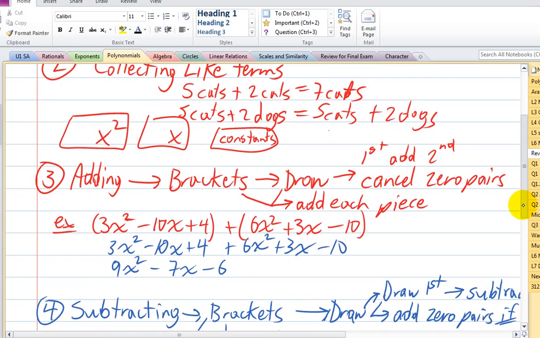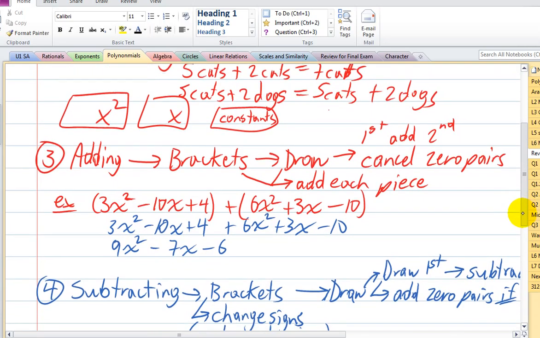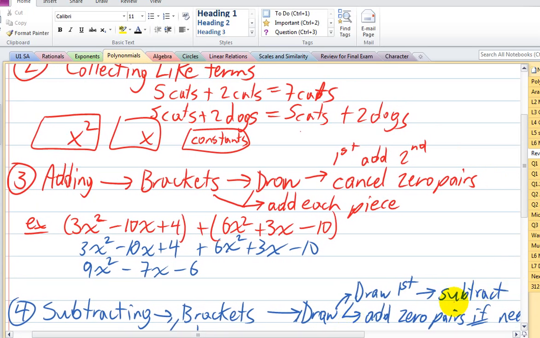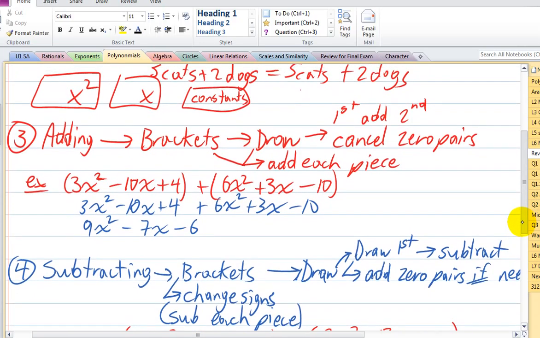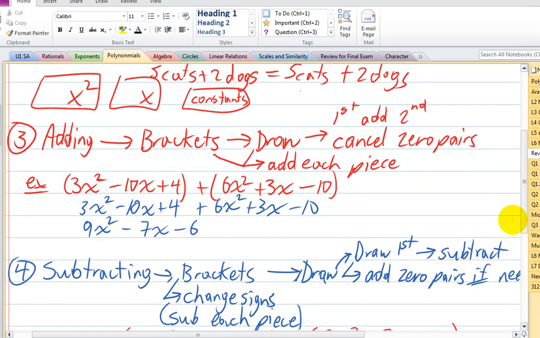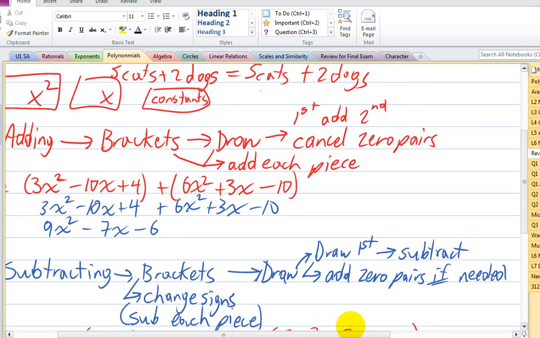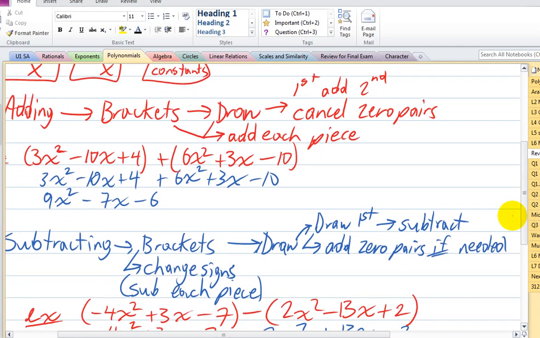Good. Then we looked at subtracting. Okay, so subtracting with your brackets and also with your drawing. So with your brackets, you'll just change signs, which means you subtract each piece. For drawing, draw the first, subtract the second, add 0 pairs if needed. Okay, so example. There's a quick example. Write it down, give it a shot. Don't forget to change your sign.